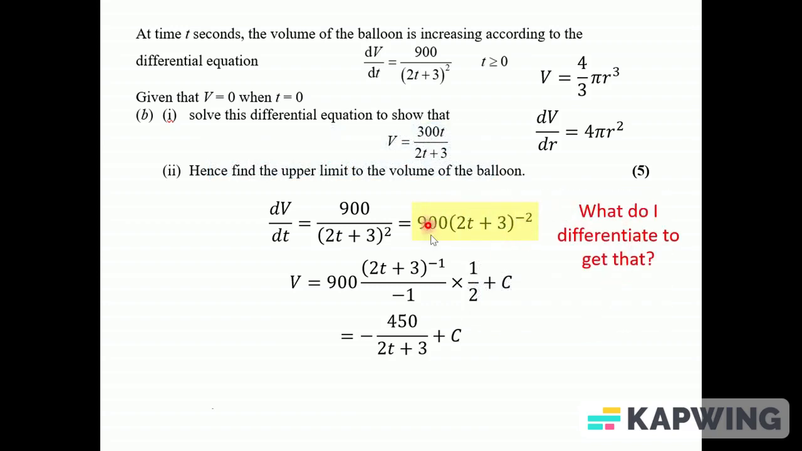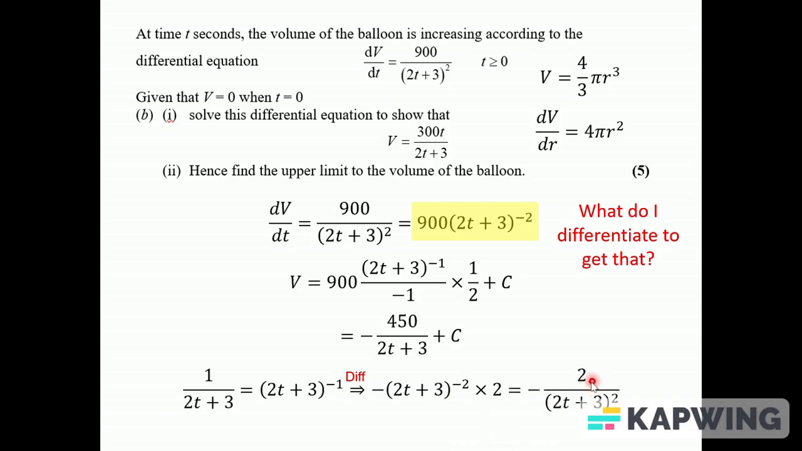I would think, what do I differentiate to get this? Now, I know that if I differentiate something to the power of minus 1, I'm going to get that to the power of minus 2. So when I differentiate this, it goes to just 1 over 2t plus 3. But when I differentiate this, the minus 1 will go in front. I'll have (2t + 3) to the minus 2 multiplied by the bracket differentiated, which is just 2. And this simplifies down to minus 2 over (2t + 3) squared.